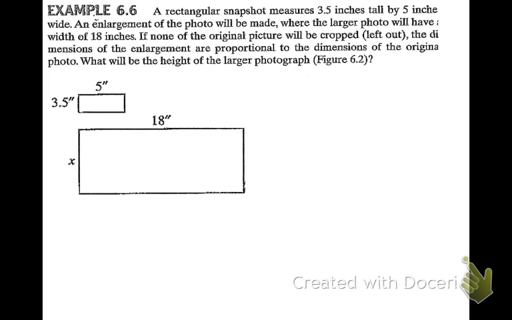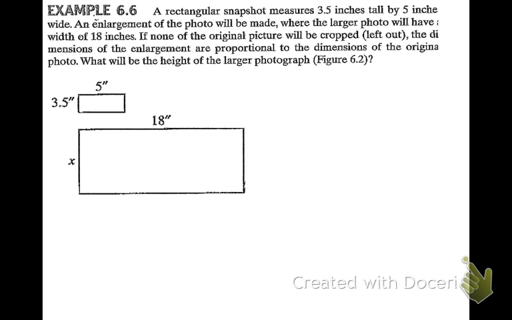Example 6.6. A rectangular snapshot measures 3.5 inches by 5 inches. An enlargement photo will be made. The larger photo will have a width of 18. Another original picture will be cropped or left out. The dimensions of the enlarged are proportional to the dimensions of the original. What would be the height of the larger photograph? This is very similar to the very first question that I showed you at the beginning of the chapter. It's using the same idea.